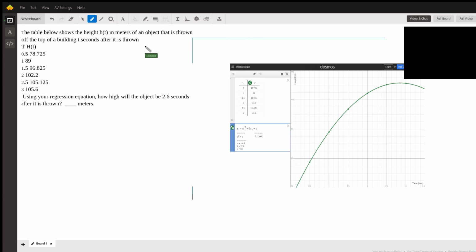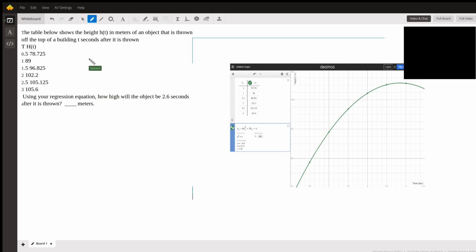So the question has to do with throwing an object off the top of a building, and they're giving us an XY table here for half a second, 1 second, 1.5 seconds, 2 seconds, 2.5 seconds, 3 seconds, and these are the heights here. And they're asking us to fit a regression equation to this data set.